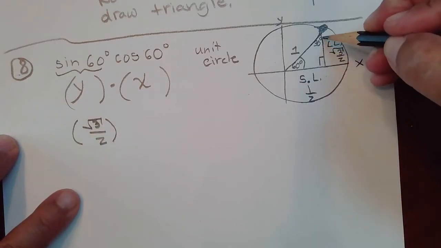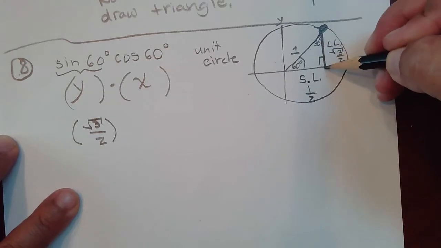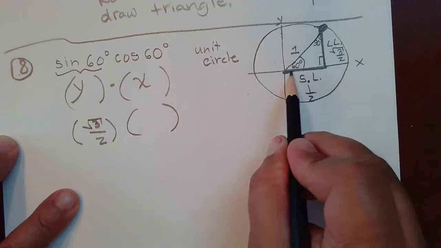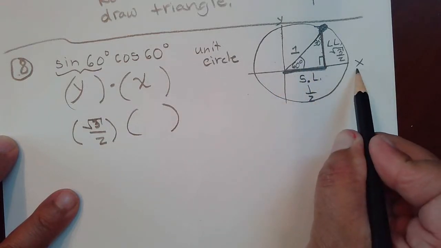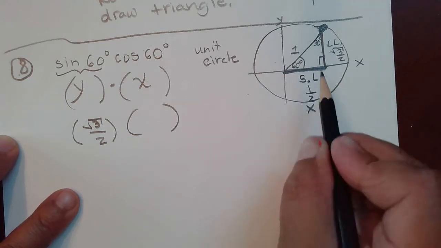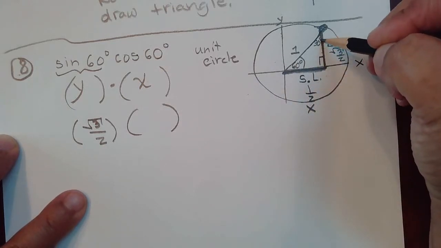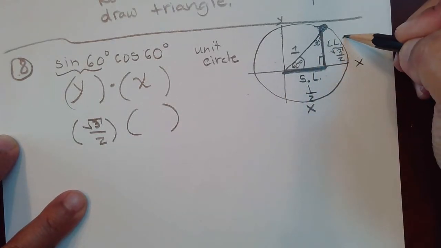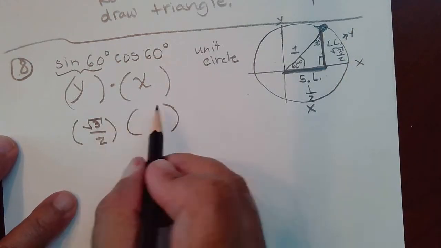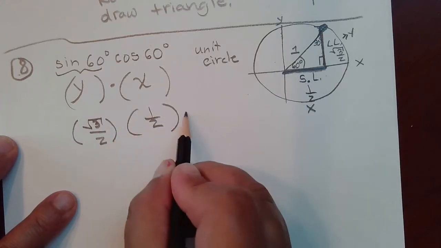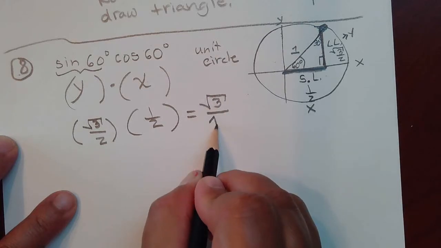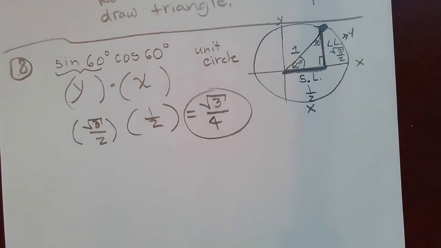So the y value is always this leg that runs up and down like a y-axis. The x value is the leg that runs horizontally like an x value. That x that you see there is just how we're labeling the x-axis. This represents the x value, this leg. This value, square root of 3/2, represents the y value. Okay, so the x is the 1/2, and then when you multiply these as requested, you get top times top, square root of 3/4. That's your answer for that problem.